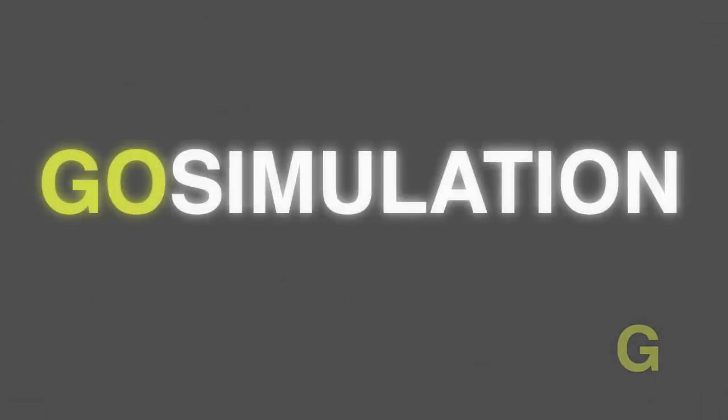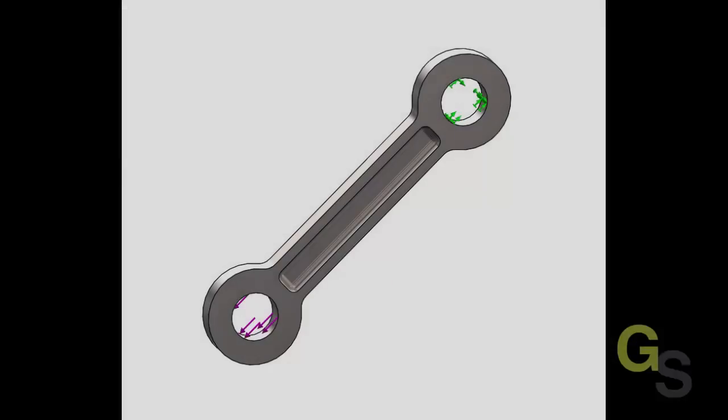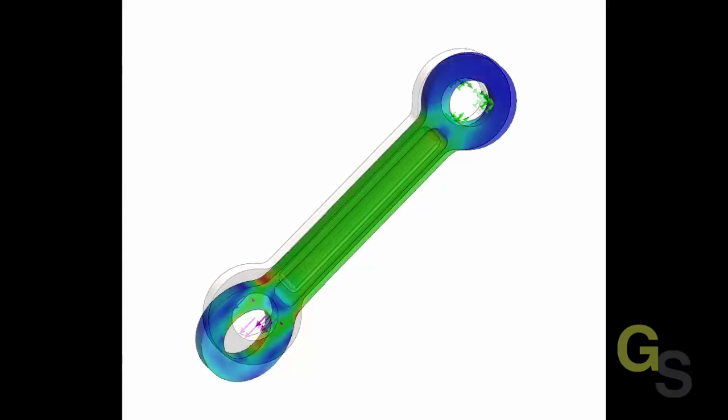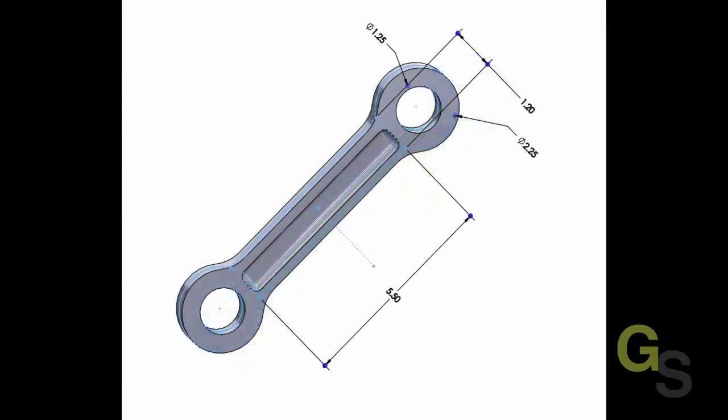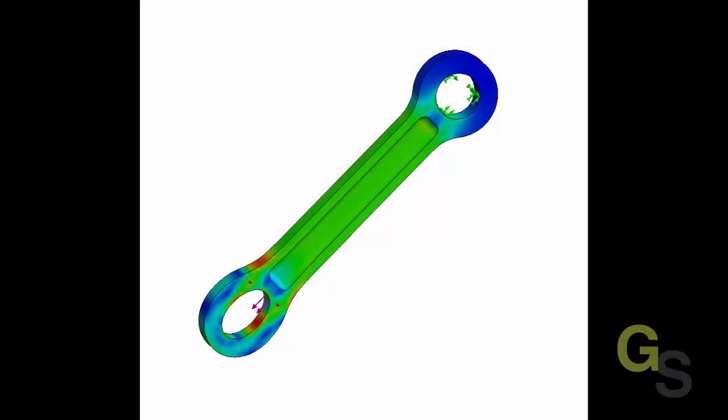Welcome to GoSimulation.com. In this video, we'll learn the basics of SolidWorks simulation in under 11 minutes by simulating a linkage arm being pulled with a force of 500 pounds. We'll then analyze our simulation and make a few changes to the geometry. We'll then rerun the analysis and see how much material we've saved.